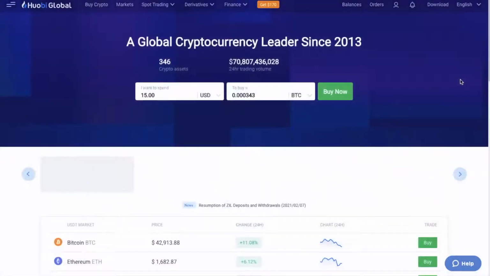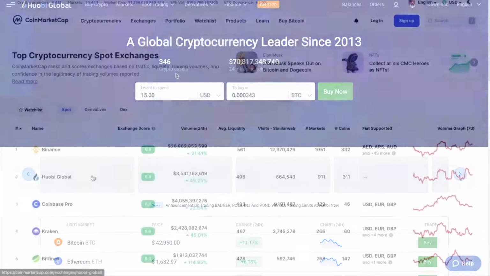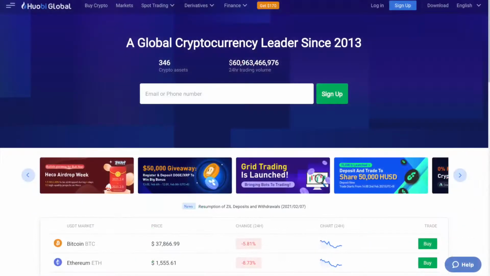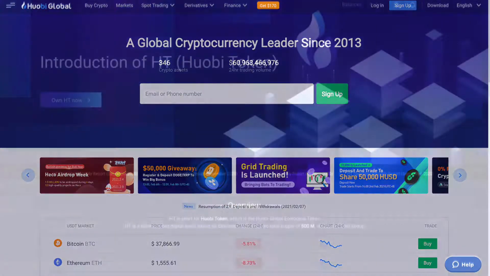Now predominantly, Huobi is a crypto-to-crypto exchange, and they currently list 346 crypto assets. And they have one of the highest trading volumes amongst any exchange, regularly appearing in the top 5 on CoinMarketCap. With spot trading, you can trade with up to 5x leverage. You can purchase crypto with the likes of a credit card and access the exchange from a mobile device, allowing you to deposit, trade and withdraw from anywhere.